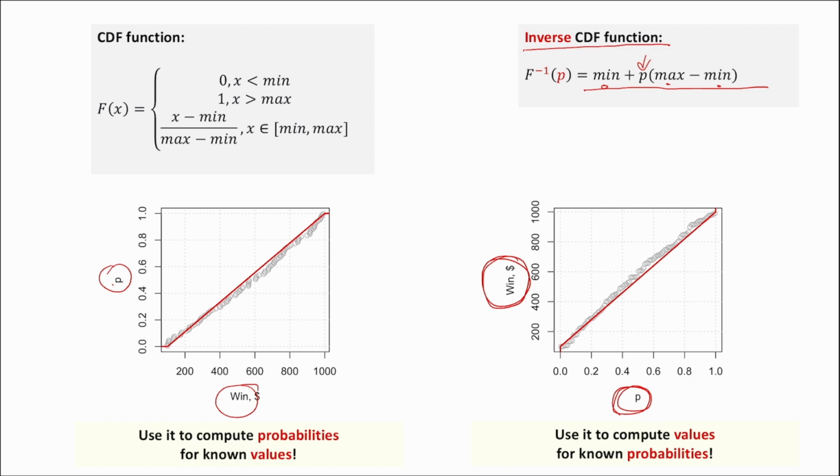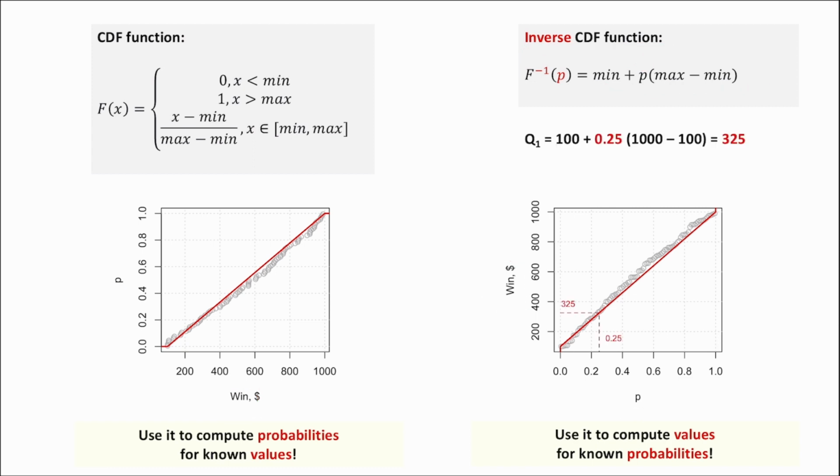Let's say we would like to compute the first and third quartile for this distribution. How to do that? Well, we know that the first quartile corresponds to a probability of 0.25, right? So we simply put 0.25 here, and we already know min and max, it's 100 and 1000, so we can compute it. Min plus the probability of interest times range, that gives you the value. So $325, this is the first quartile. What does it mean? It means that the 25% of the smallest wins will be up to $325, right?